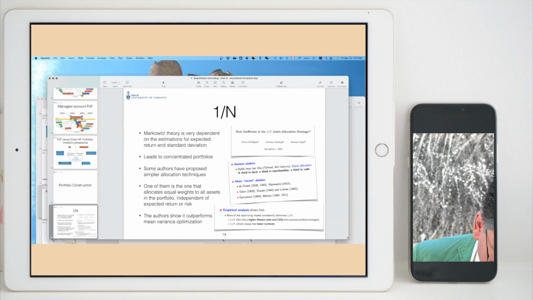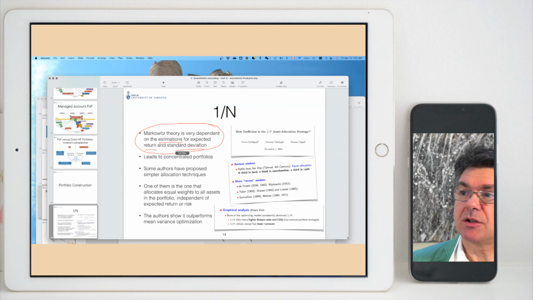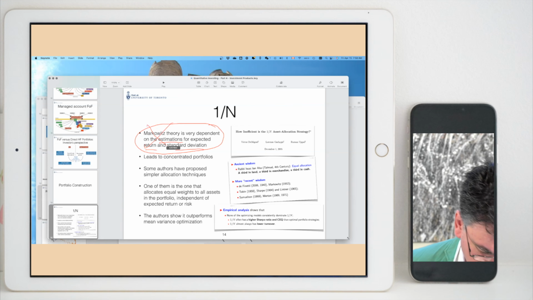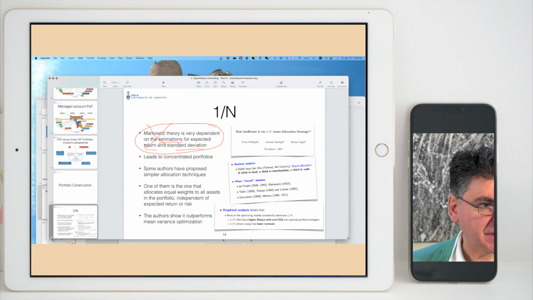They would say that Markowitz theory is very dependent on the estimators for expected return and standard deviation. And they say, I don't believe in that. So they don't want to use it. These are people who don't want to use Markowitz theory. Okay? There is another fact, which is Markowitz theory.